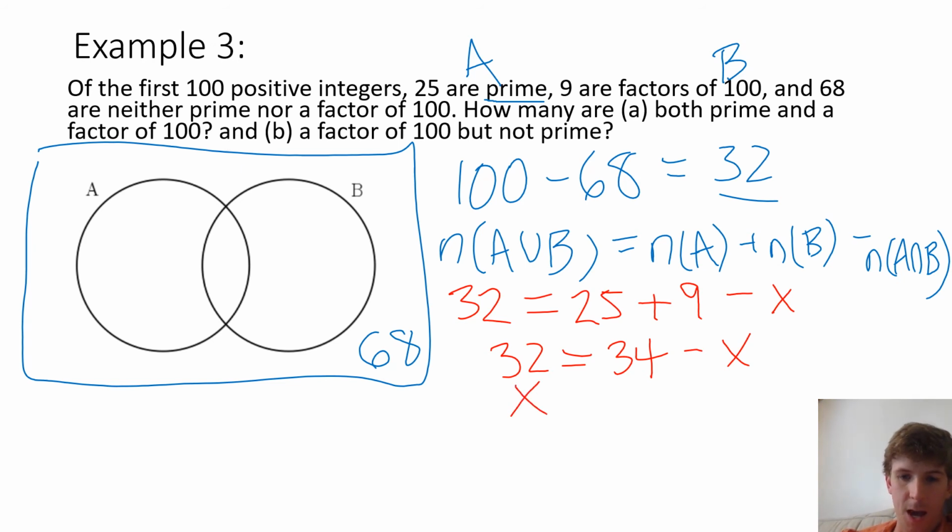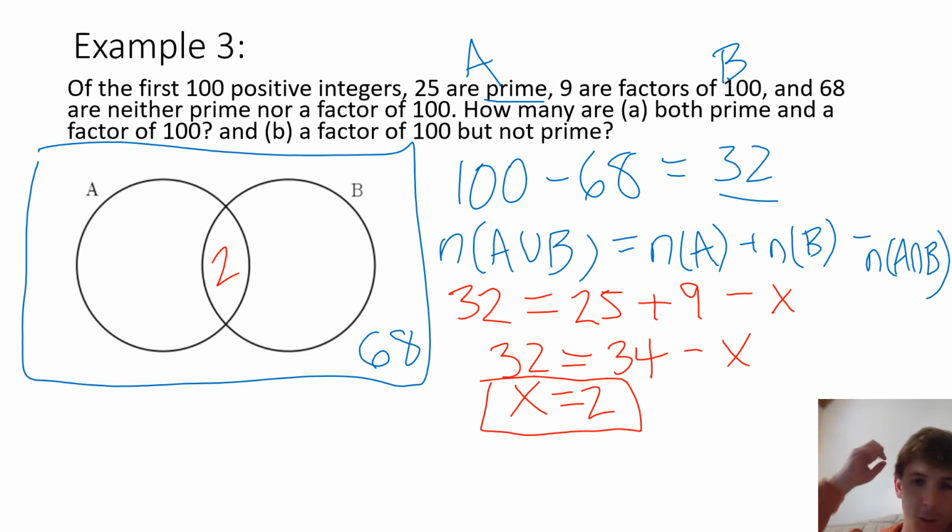So that means that X equals 2. So 2 is the overlap, and that is the answer to part A here. Now I can quickly fill in the rest of my Venn diagram. I know there's 25 prime numbers, but I know 2 of them are also factors of 100. So 25 minus 2 means 23 are just prime. And then 9 minus 2 is 7.